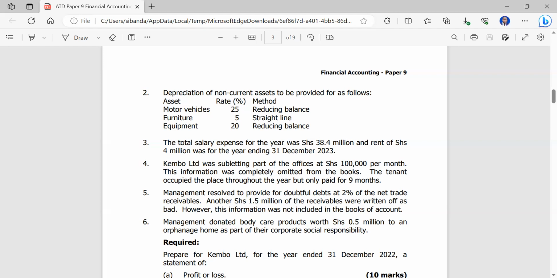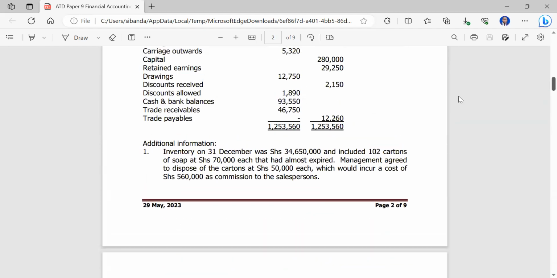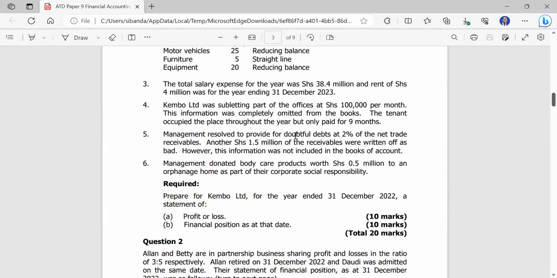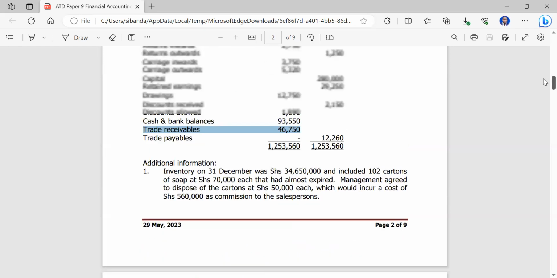Okay. So we can go to number 5. Number 5, they're telling us that management resolved to provide for doubtful debts at 2% of the trade receivables. Another 1.5% of the trade receivables were written off as bad. However, this information was not included in our books of accounts. Like I said earlier, doubtful debts affect our receivables. So if we have our receivables to the tune of 46,750, they are trying to tell us that these receivables have an aspect of doubtful debts.